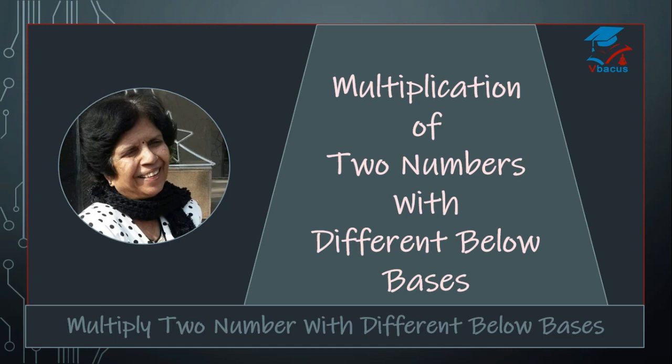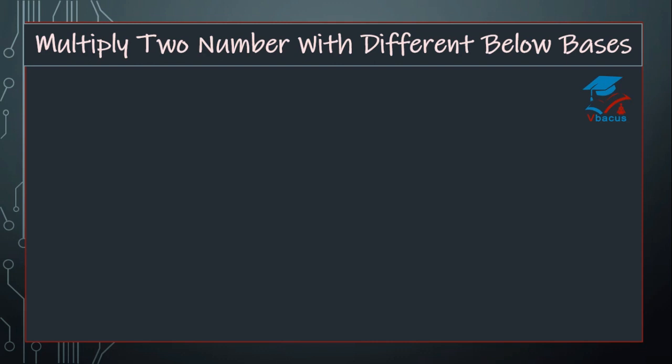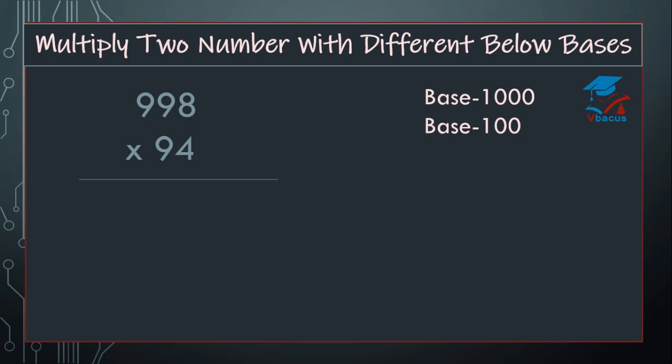In this video, we are going to learn multiplication of two numbers with different bases. Let us start. Multiply two numbers with different bases. Here, 998 times 94. 998 is near base 1000. 94 is near base 100. So the difference of bases is 10. 998 is 2 less than 1000. 94 is 6 less than 100.